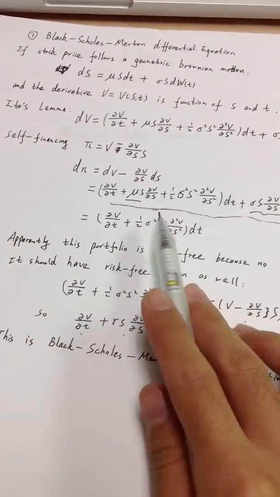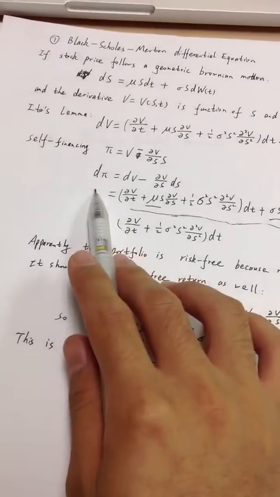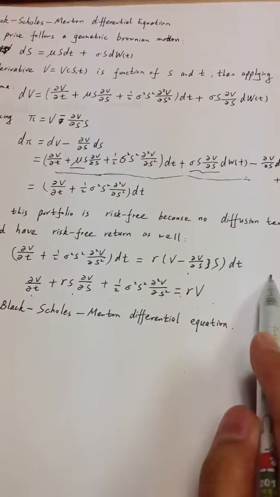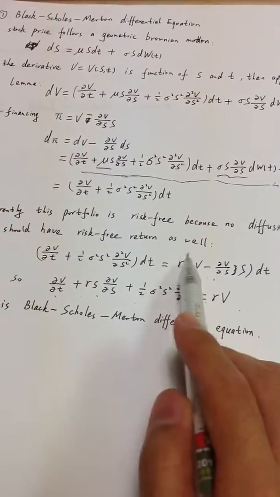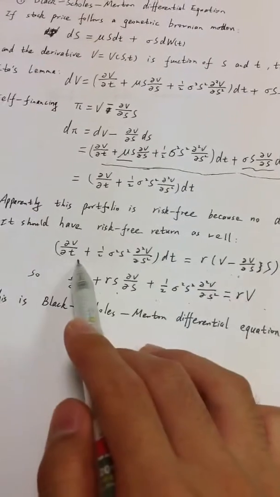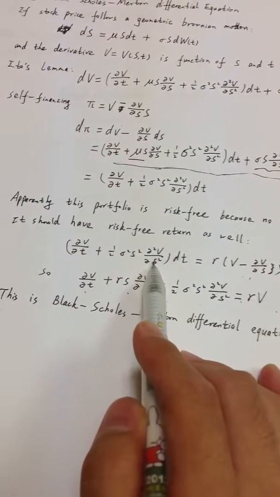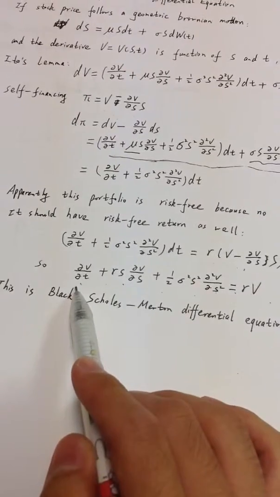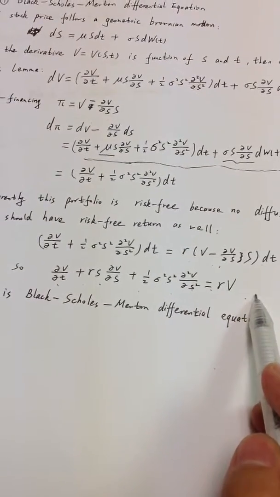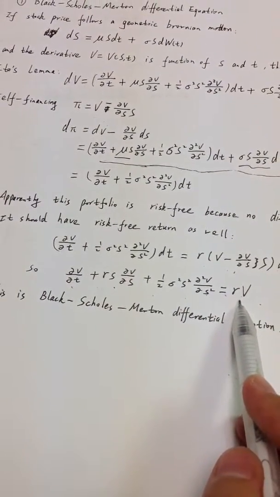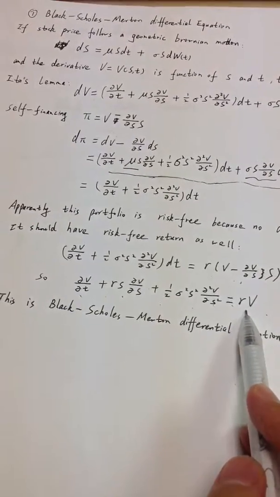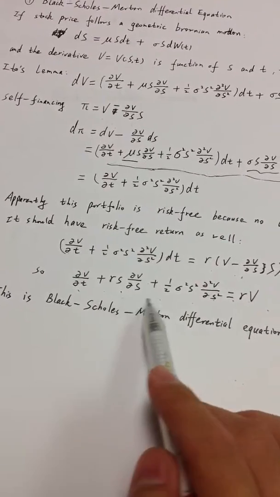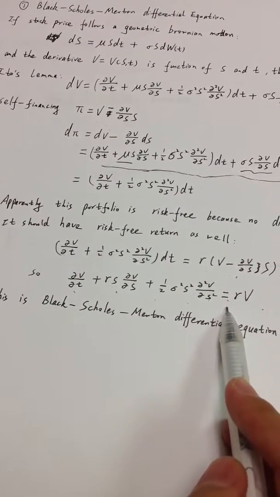So, by the no arbitrage theorem, the portfolio must have a risk-free return. That is, this function here. The risk-free return, we suppose it is R, multiplied by this portfolio must equal this portfolio's return. Then we can get the Black-Scholes-Merton differential equation, which is listed here. And this is the basic foundation for the Black-Scholes formula. The Black-Scholes formula is the result of this second order partial differential equation.